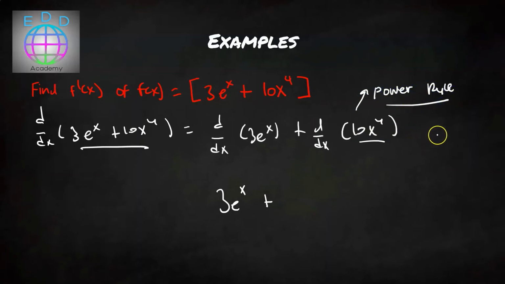And I won't go over the power rule because you should be pretty well familiar with it by the time you get to this video. But the derivative using the power rule of 10x to the fourth is 40x cubed. And that's our derivative.